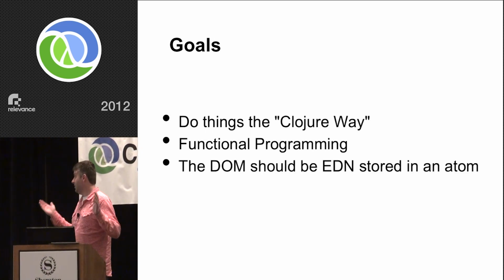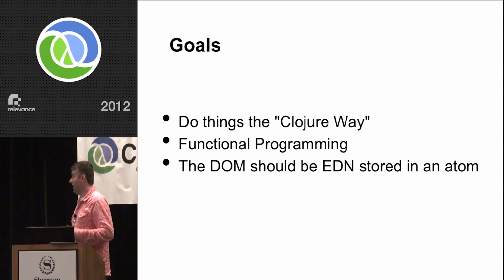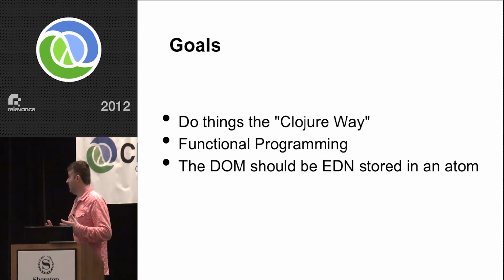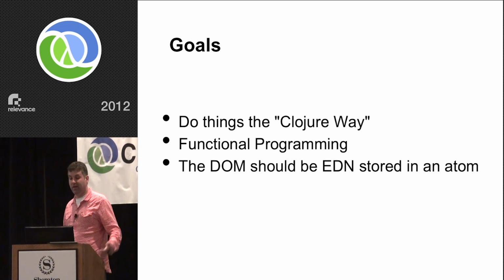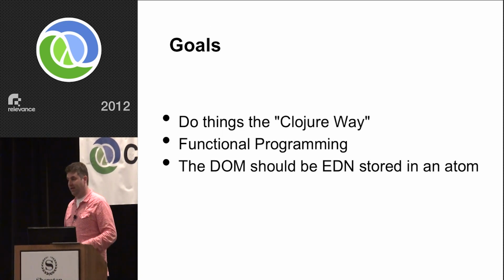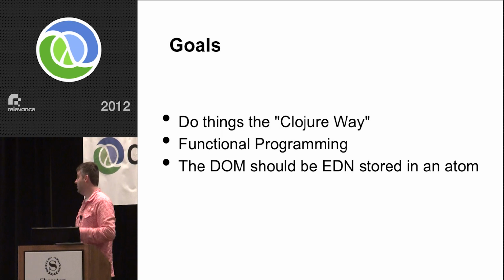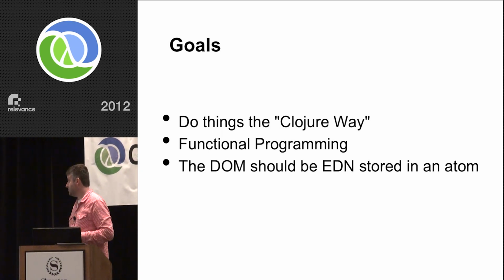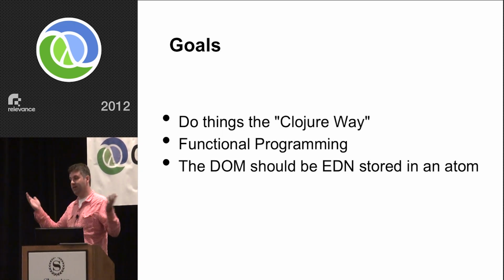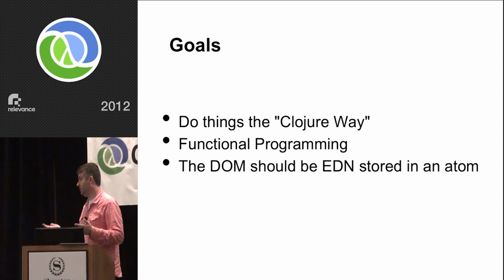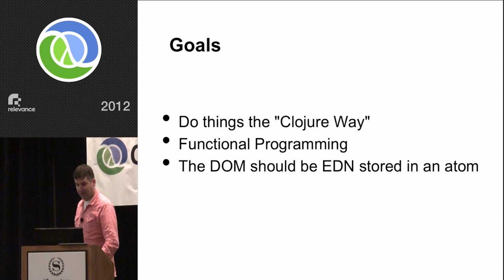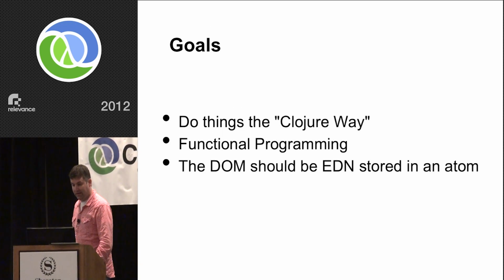Now, the last goal is something very specific. What I would like is that we just have an atom that contains EDN data, so just serializable Clojure data structures, and that I want to be the DOM. So I want to just be able to stuff information into this atom, and I want the framework to just synchronize that with the DOM for me. Now the standard way that we represent web pages in the Clojure community is to use hiccup. And that's what I really want the EDN to look like.